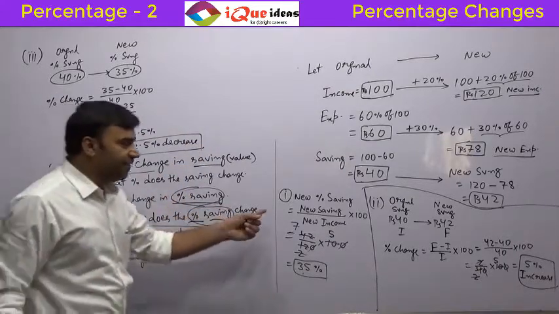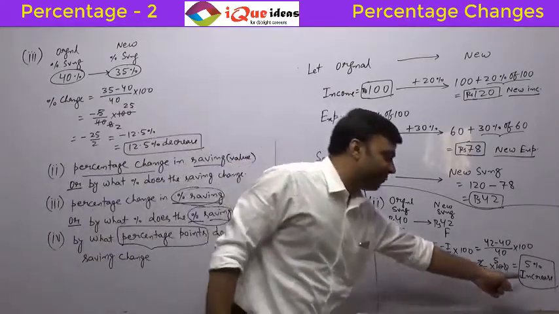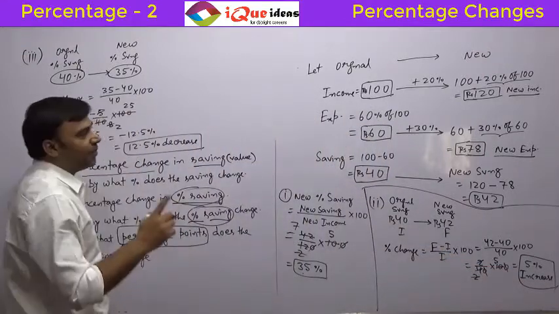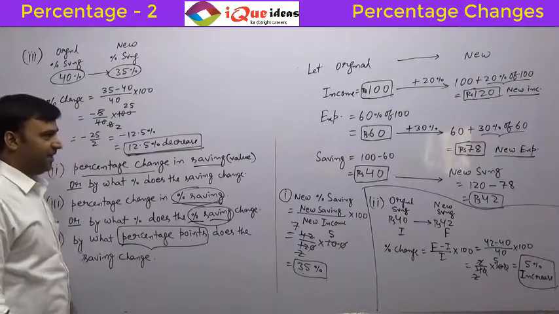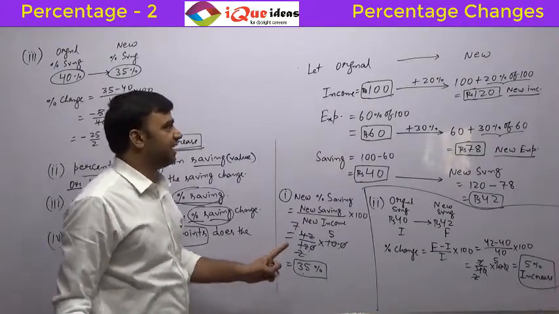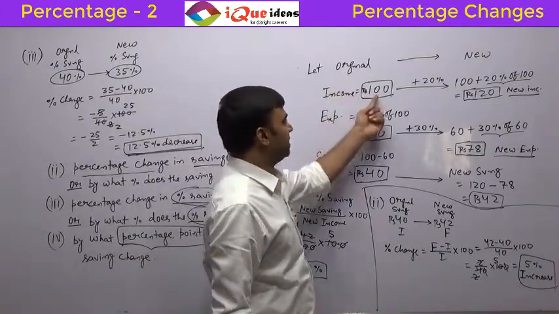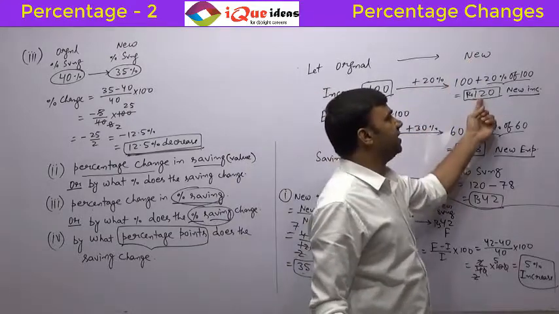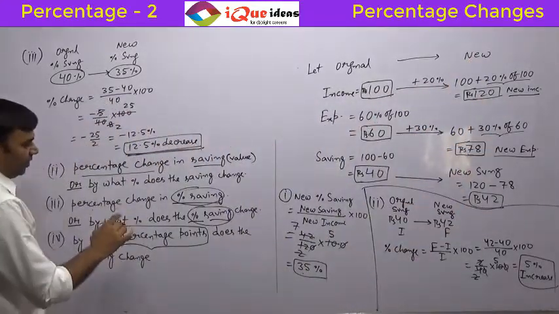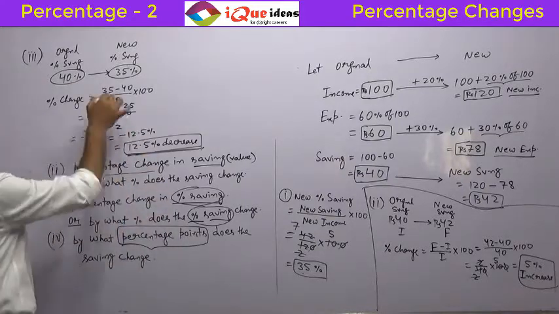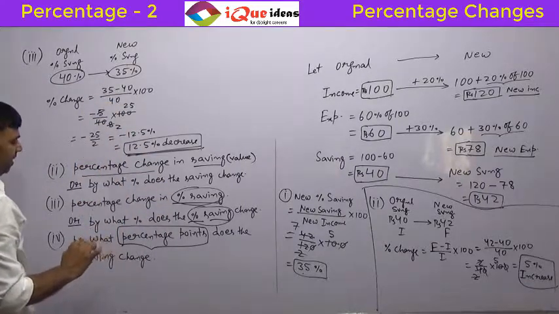So the saving value has increased by 5%, whereas the saving percentage has decreased by 12.5%. Alright. Please understand the bases are different in these cases. In the original case, the base was income 100 rupees. In the new case, the base was income 120 rupees. Right. So nothing to worry. Be careful about the words of the question. Identify the units accordingly. Okay.